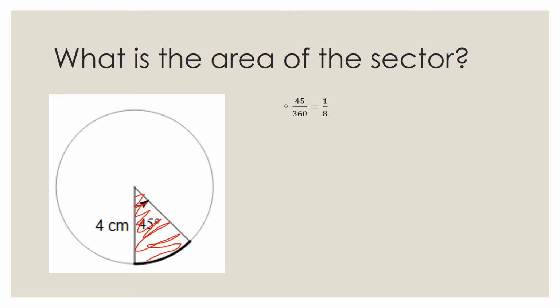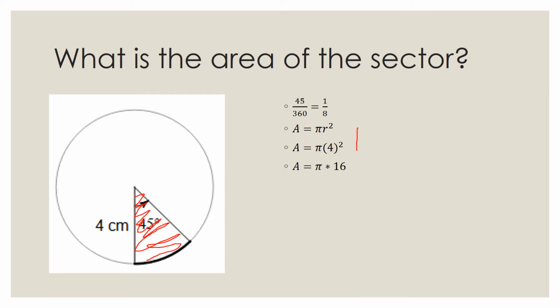Well, if we say 45 divided by 360, we know we can get that ratio of how many degrees out of 360, what fraction of the pi that we have. And that's going to come out to be 1/8. So we can do the same thing. We can find the area of this circle, which is pi r squared. We can work it out. We can plug in our 4 centimeter radius, and we can square that radius and get pi times 16.